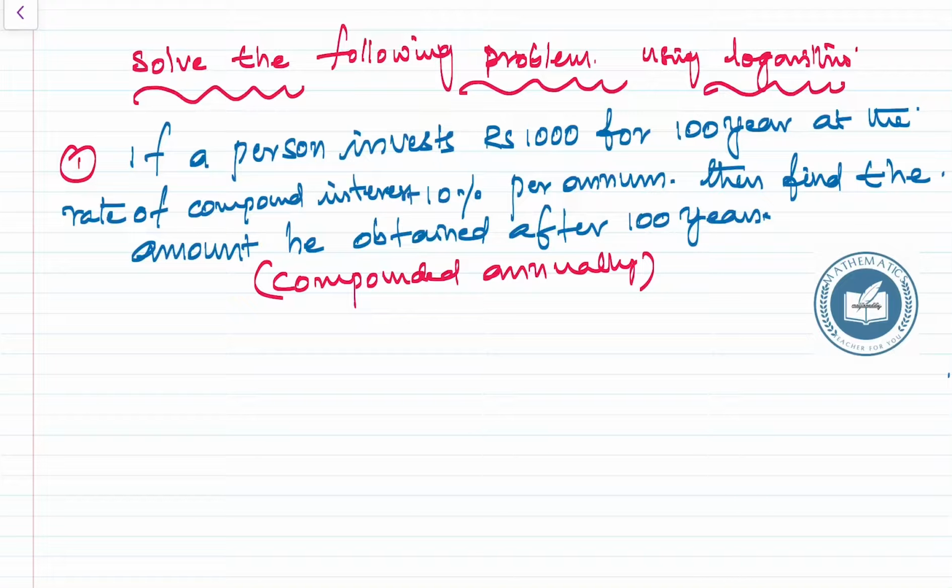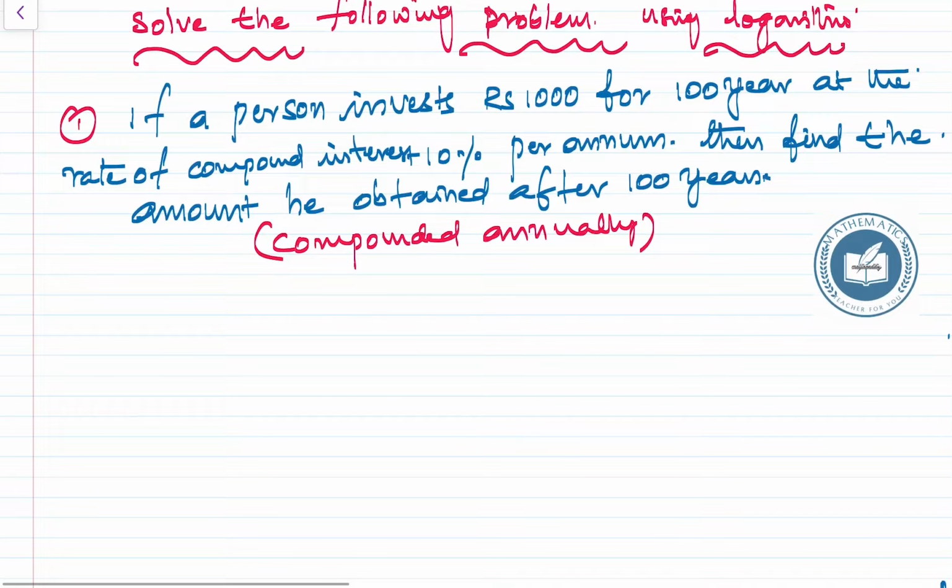So this is the given problem. Once again I will read. If a person invests 1000 rupees for 100 years at the rate of compound interest 10% per annum, then find the amount he obtained after 100 years. Okay. So here compound interest is calculated yearly once.